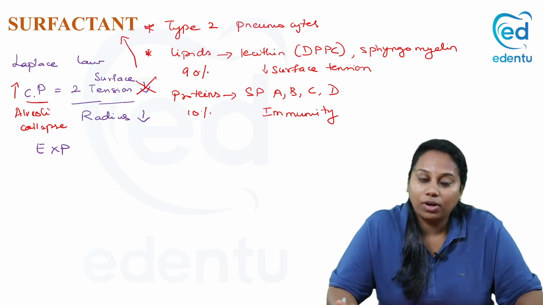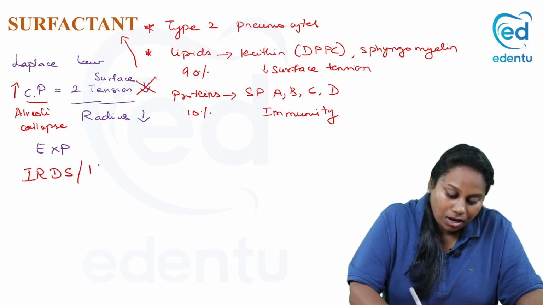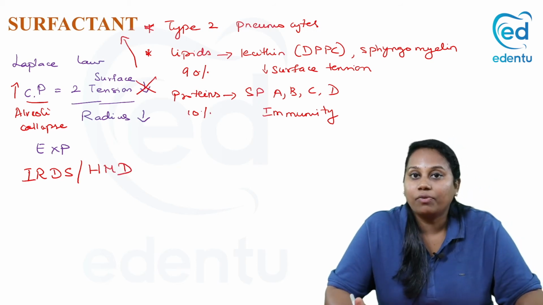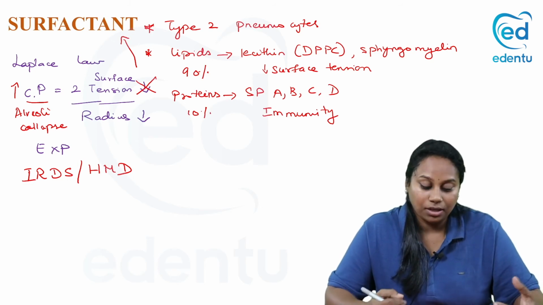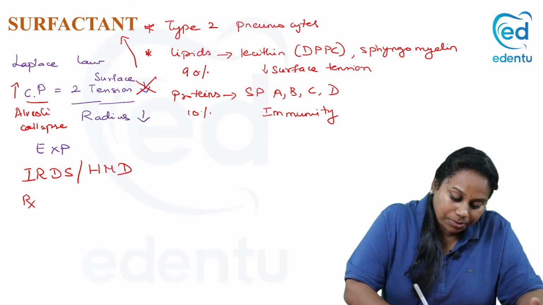When all the alveoli collapse, it results in infant respiratory distress syndrome or hyaline membrane disease. So this is a disease where there is deficiency of surfactant, and when the baby is taking the first breath, all alveoli go for collapse. Now how can you treat this baby?